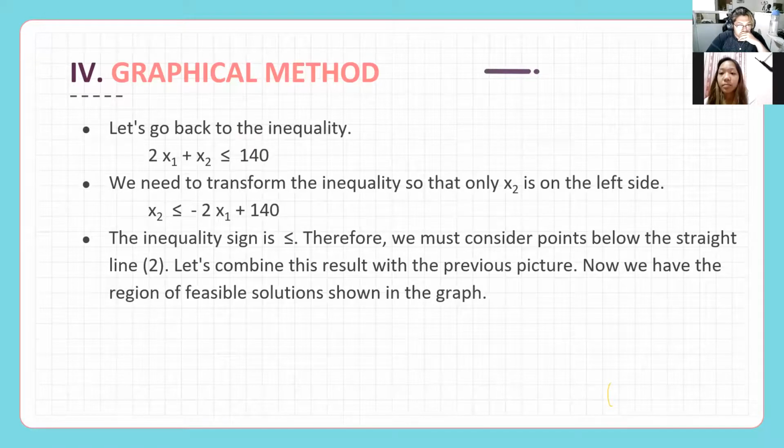Let's go back to the inequality. 2x sub 1 plus x sub 2 is less than or equal to 140. We need to transform the inequality so that only x sub 2 is on the left side. X sub 2 is less than or equal to negative 2 x sub 1 plus 140. The inequality sign is less than or equal. Therefore, we must consider points below the straight line 2. Let's combine this result with the previous picture. Now we have the region of feasible solution shown in the graph.